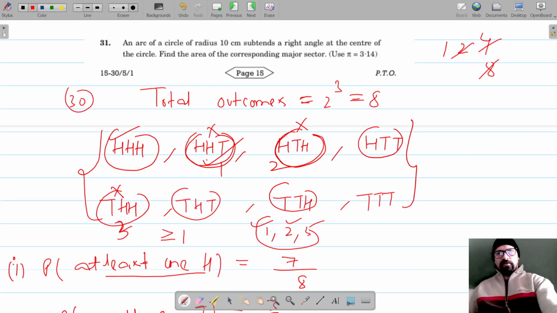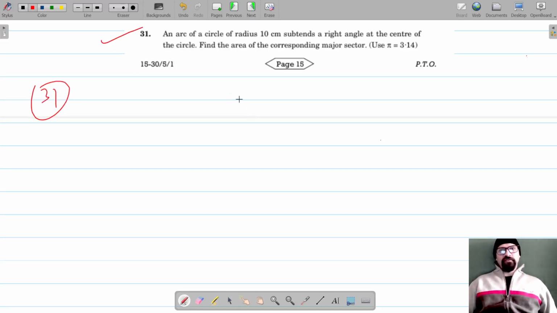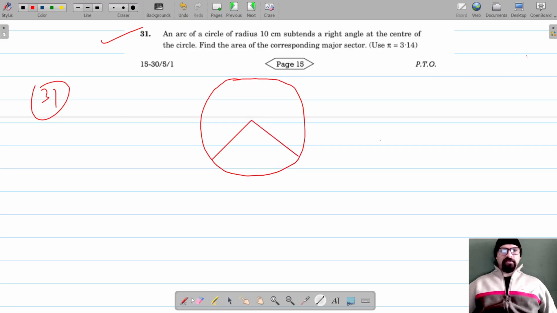That is question number 31. For question number 31, it's given that an arc of a circle of radius 10 centimeters subtends a right angle at the center. So let this be the circle, and an arc subtends an angle of 90 degree at the center. These be the radii, and this circle has center O. AB is the arc, and it subtends a right angle at the center, and the radius is 10 centimeter. We have to find the area of the corresponding major sector.